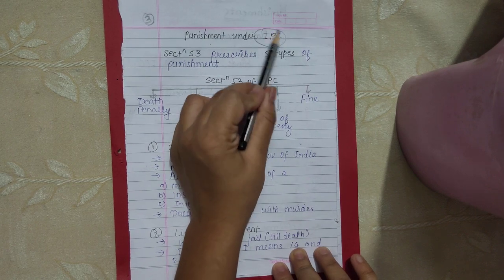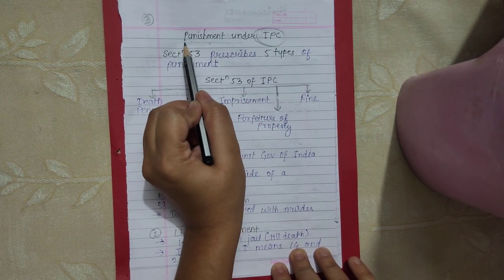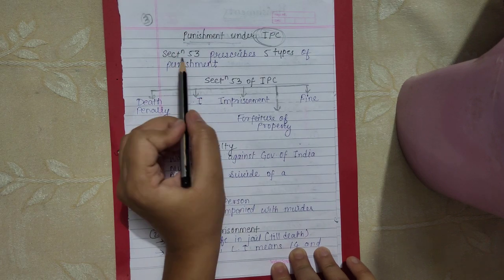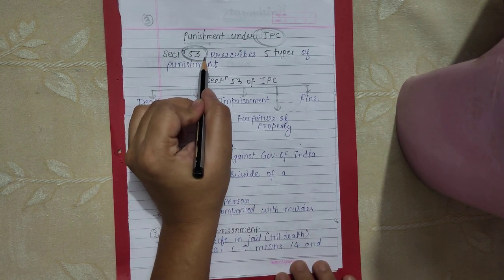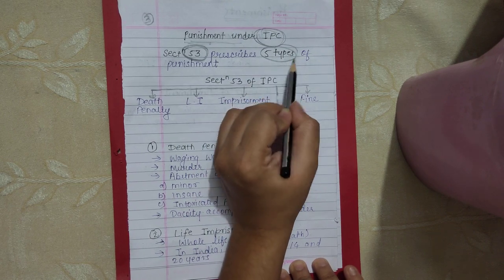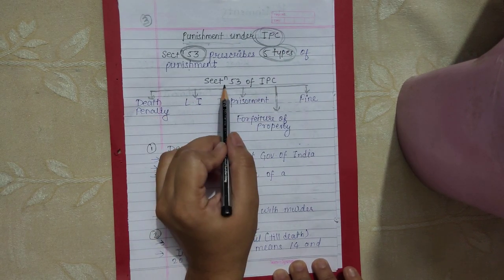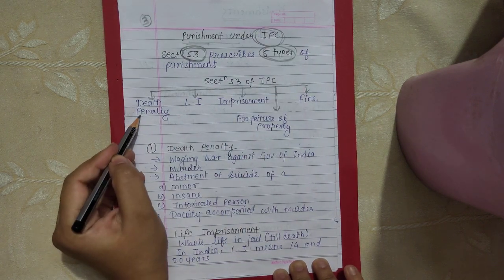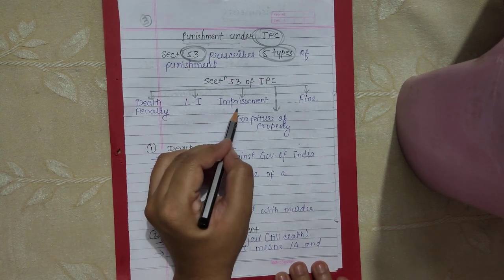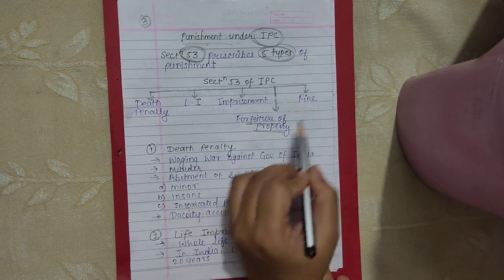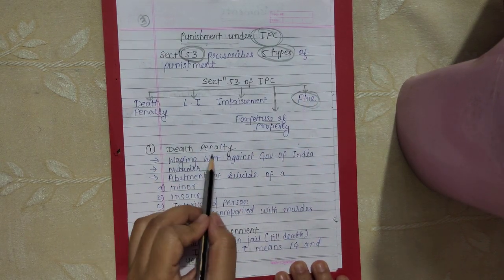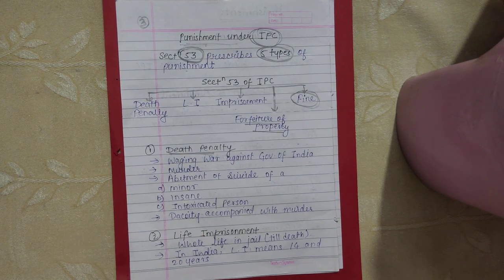Punishment under IPC. This is our third and last aspect of the video. Section 53 of the IPC prescribes 5 types of punishment: death penalty, life imprisonment, imprisonment, forfeiture of property and fine. Death penalty means nothing but the capital punishment, and this punishment is given in very severe offences, and in very rare cases.